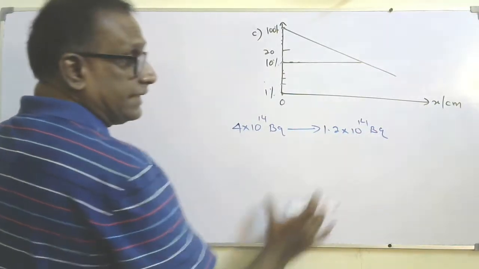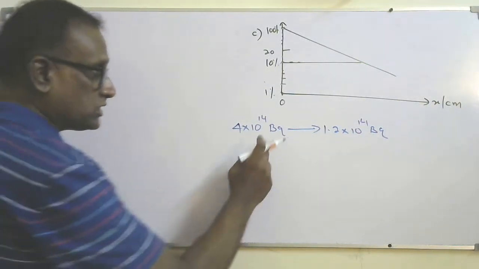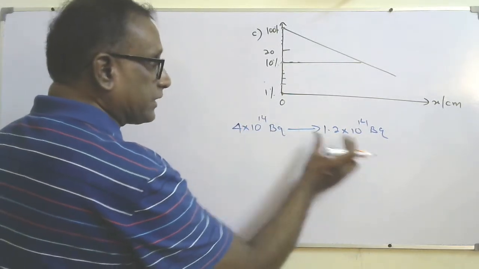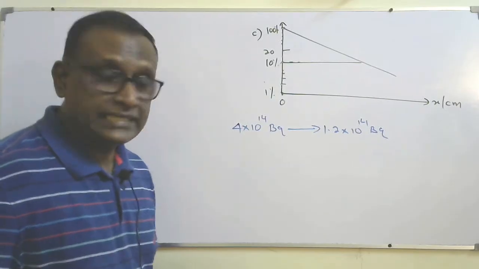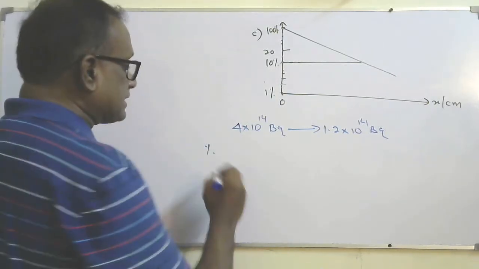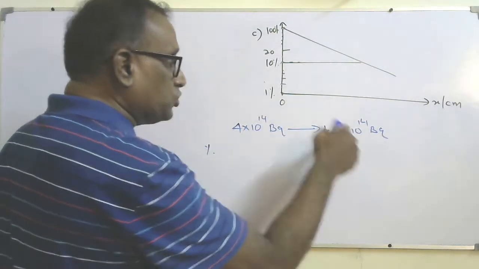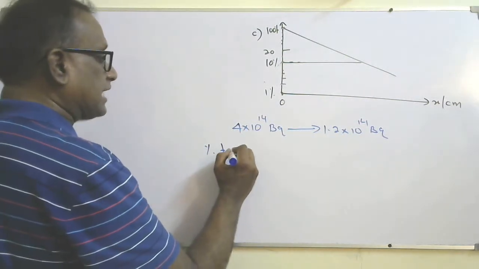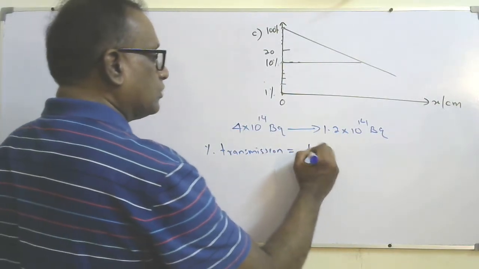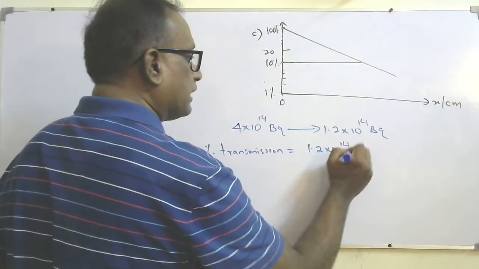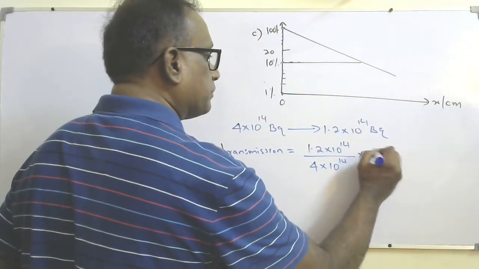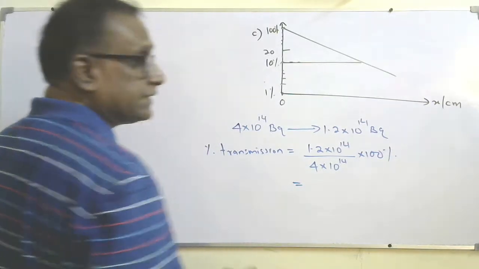So what thickness of lead should I use to reduce the gamma radiation from this becquerel to this becquerel? We will find the percentage drop. I can say percentage reduction or percentage transmission. So percentage transmission equals 1.2 × 10^14 over 4 × 10^14 times 100%. That will be the percentage of transmission.